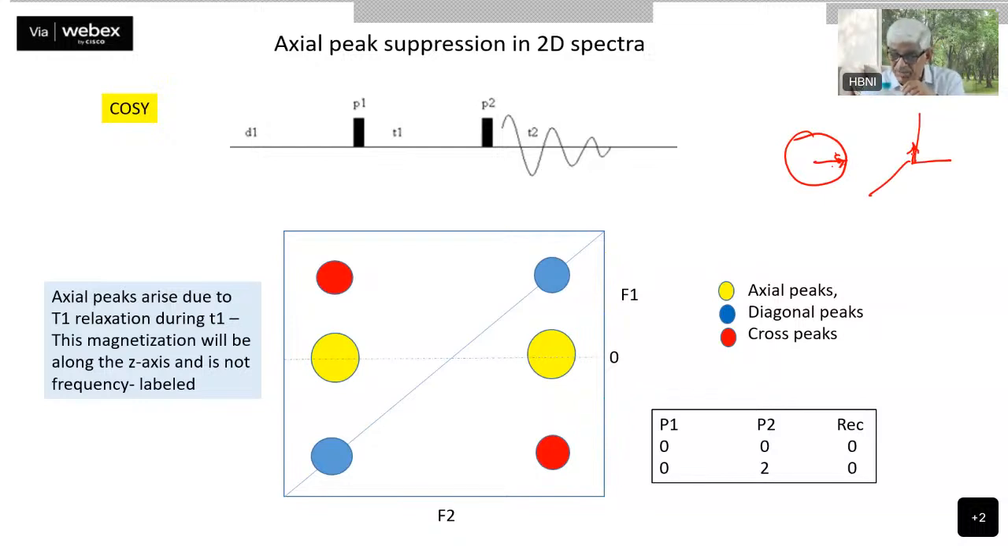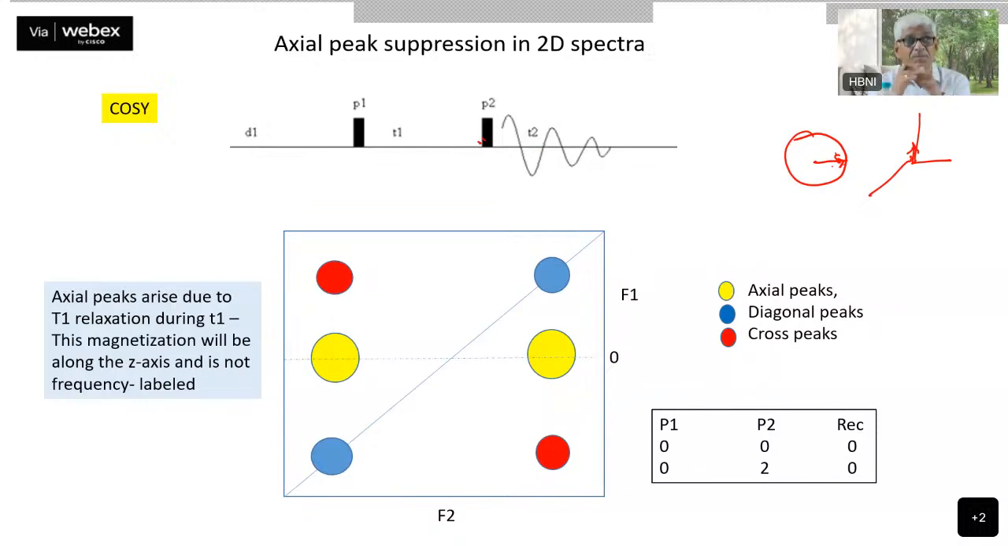Now this magnetization loses the frequency label. So during the t1 time, it has no frequency label because it's along the Z-axis. So at the end of this, we have a transverse magnetization which we are going to exploit for creating the diagonal and the cross peaks. But there is also Z magnetization which is created here that will stay here. When you apply the second 90-degree pulse, it will appear along the t2 axis. It will also produce magnetization in the transverse plane, and you will evolve it also.